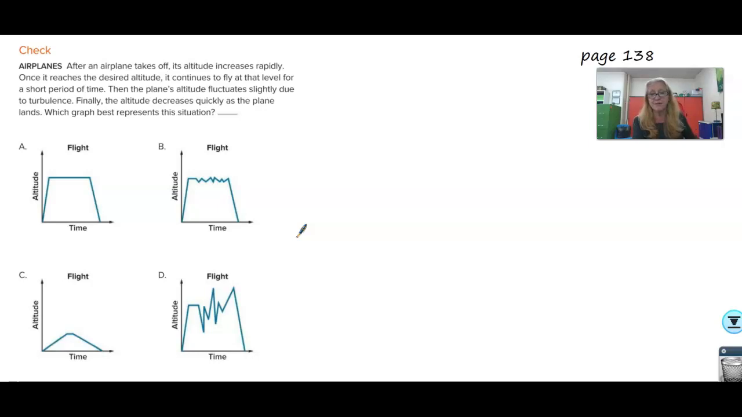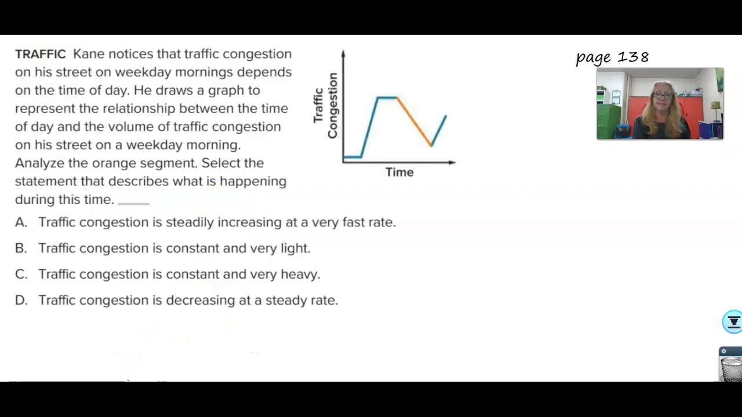I think you all can figure out that it's probably B. Yep, it's B. Because here we see the plane is taking off and gaining altitude. It flies steady for a while, and then they serve drinks, and it gets bumpy, so all the drinks get spilled, and then the plane lands. That's how it goes. Okay?